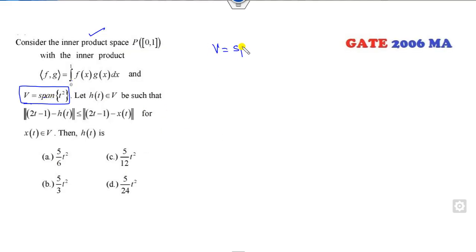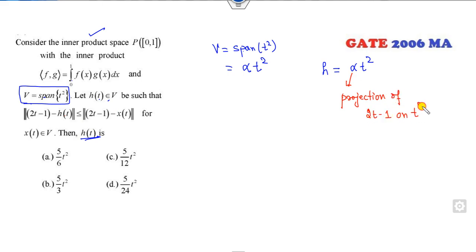V is my span of t square. So what kind of elements are there? Alpha times t square. Then H is any element of V. So what is the meaning of that? H is an element of alpha t square. What is my alpha? Alpha is the projection. So what is the projection? That is the projection of 2t minus 1 on t square. How can you find that? It's very simple, 2t minus 1 with t square divided by t square.